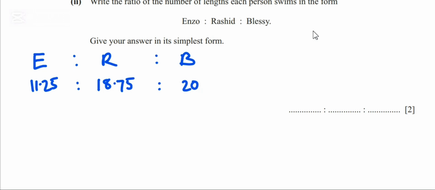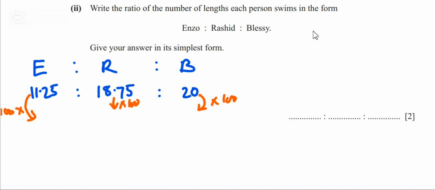Since these numbers are decimal numbers, first of all we change them to whole numbers. So we are going to multiply by 100. We are multiplying by 100 because these numbers have 2 decimal places. Also here we will multiply by 100, and even here we multiply by 100. So 11.25 times 100 is 1125, this one will be 1875, then this one will be 2000.